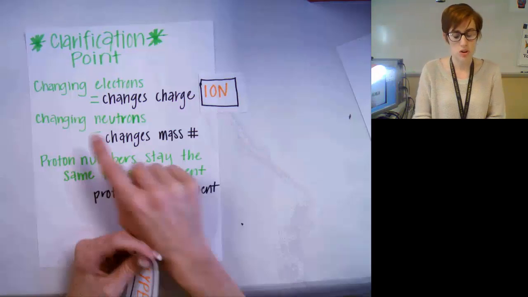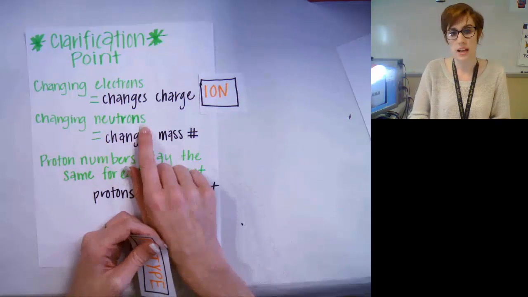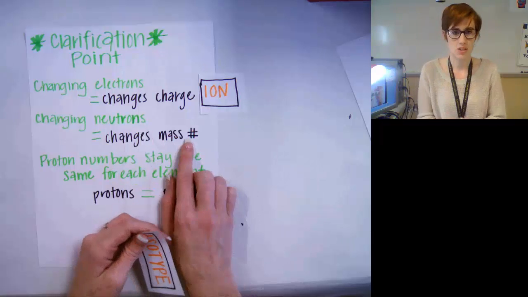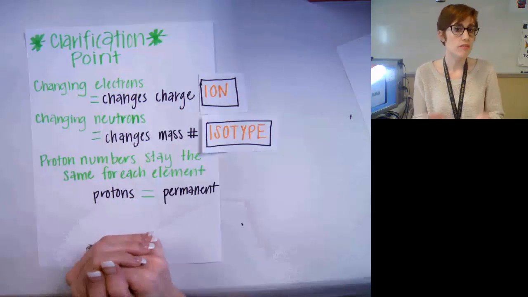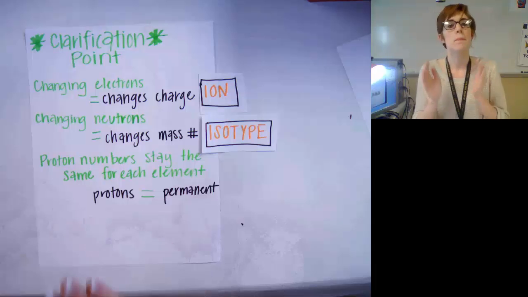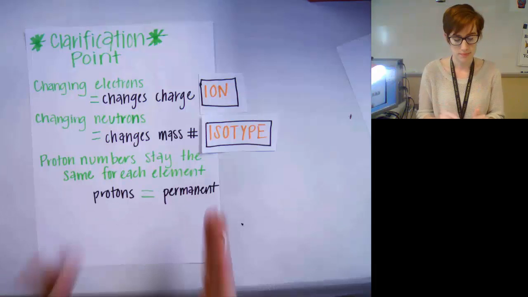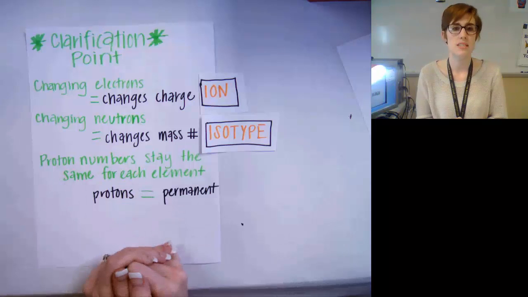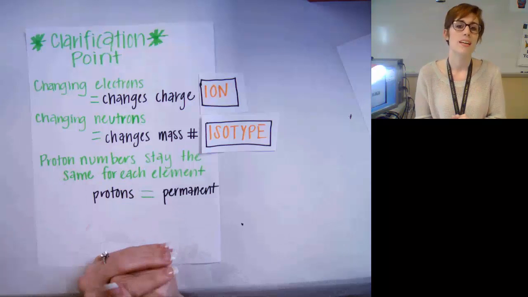When you change the number of neutrons, that also doesn't change the element. That just changes the mass number. We call those isotopes. Isotopes are just different versions of the same element. They have different numbers of neutrons, but they're still the same element. Proton numbers, think of them as being permanent, because proton numbers stay the same for every atom of that element.